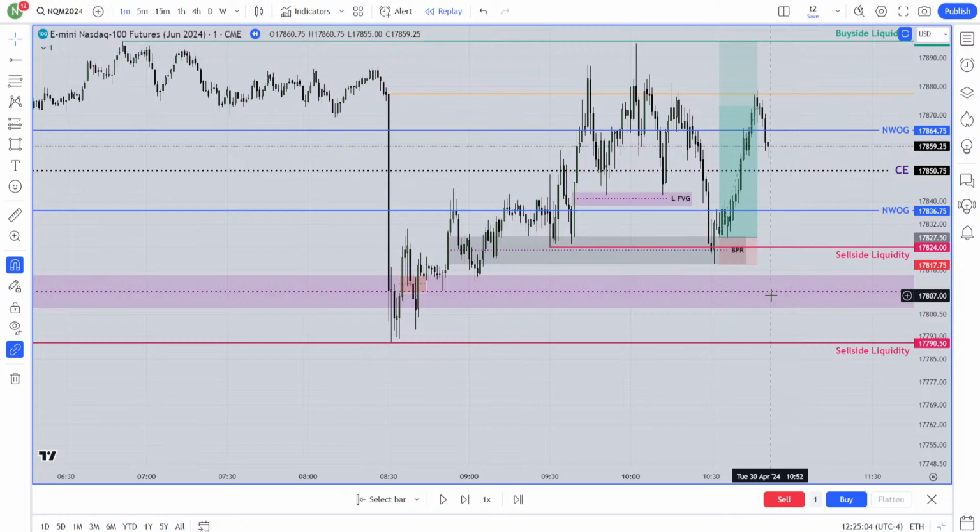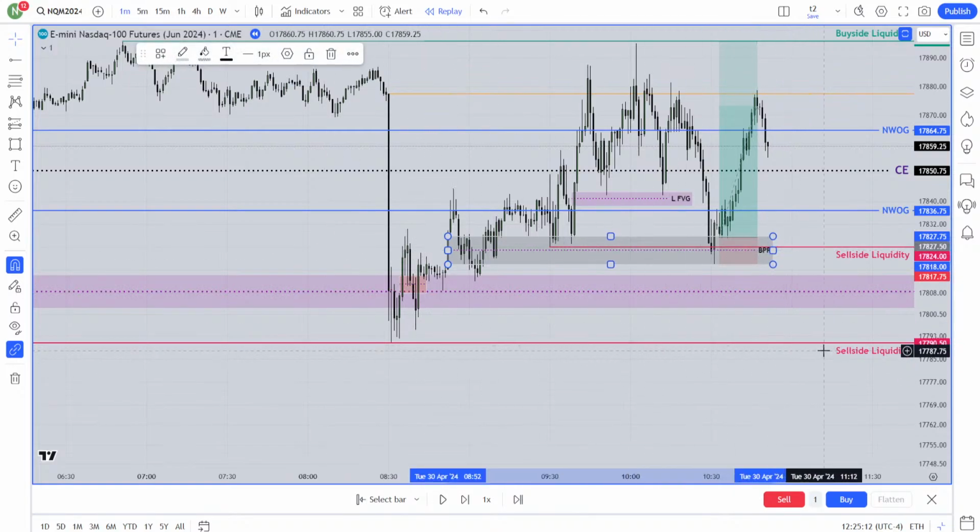See this hourly fair value gap? It has to break this hourly fair value gap or that BPR. See this BPR? It has to be broken. Now I'm sorry because I didn't see that was the obvious liquidity.